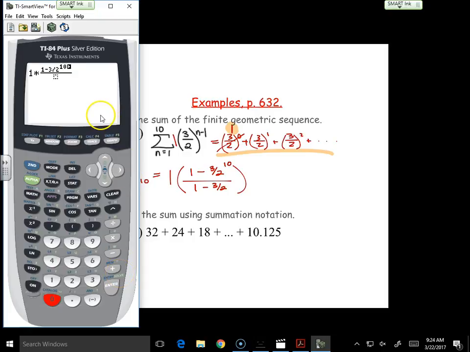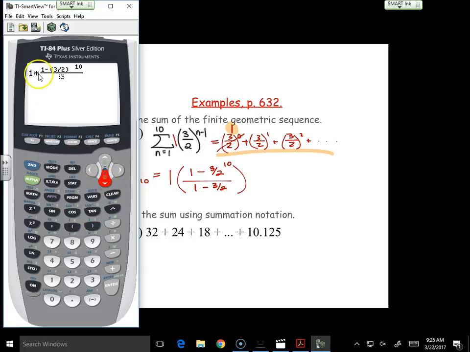No. Because PEMDAS, it's going to say, oh, who to the 10th? There are no parentheses, 2 to the 10th, and 3 divided by that. It's going to be wrong. You have to let your calculator know who you're raising to the 10th power. So PEMDAS wouldn't work in that case. You would need to insert parentheses and say, I need 3/2 that entire quantity raised to the 10th. Does that make sense?